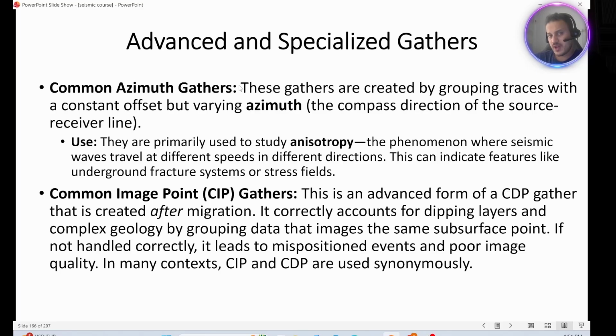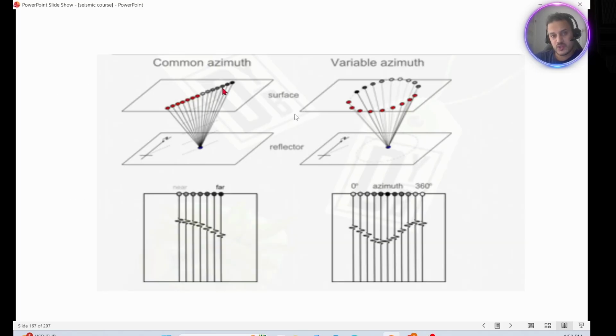We also have advanced and special gathers. These are advanced techniques for gather types. This is the common azimuth gather. These gathers are created by grouping traces with a constant offset but varying azimuth. So we have one collecting point, but different azimuths. Different azimuth means different angles, from 0 to 360 degrees, and the azimuth depends on the degrees. So we collect different angles from one depth point. This is the azimuth gathering.